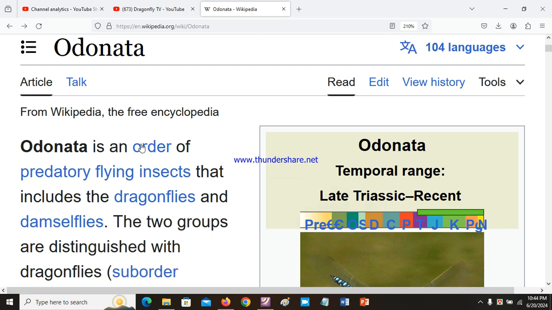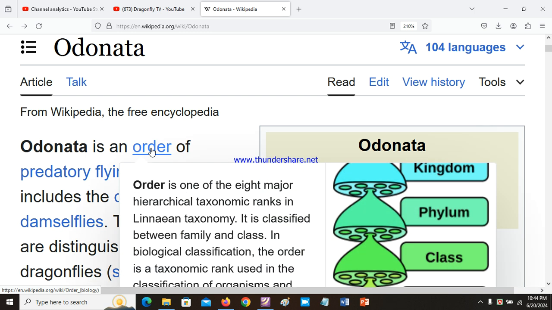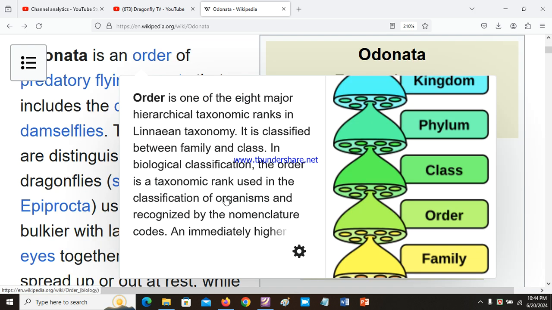Now you can ask, what is order? Let's see. Order is one of the 8 major hierarchical taxonomic ranks in Linnean taxonomy. It is classified between family and class. In biological classification, the order is a taxonomic rank used in the classification of organisms and recognized by the nomenclature codes.